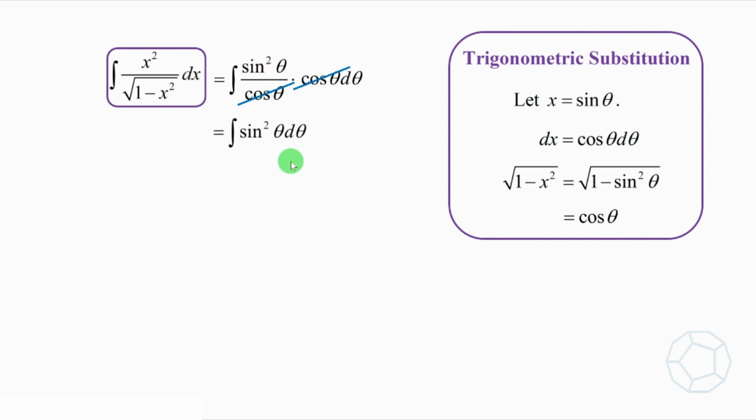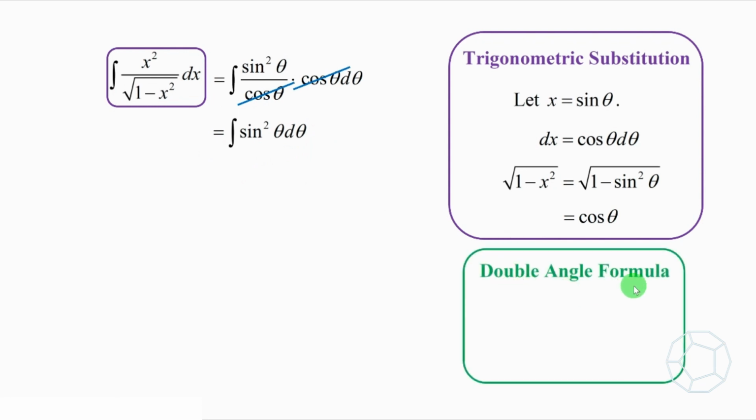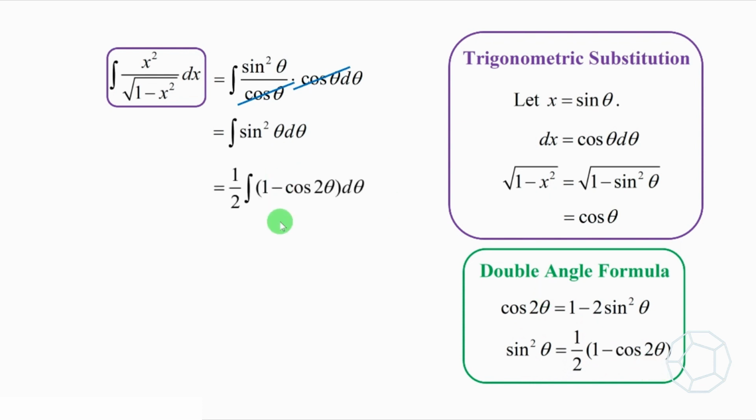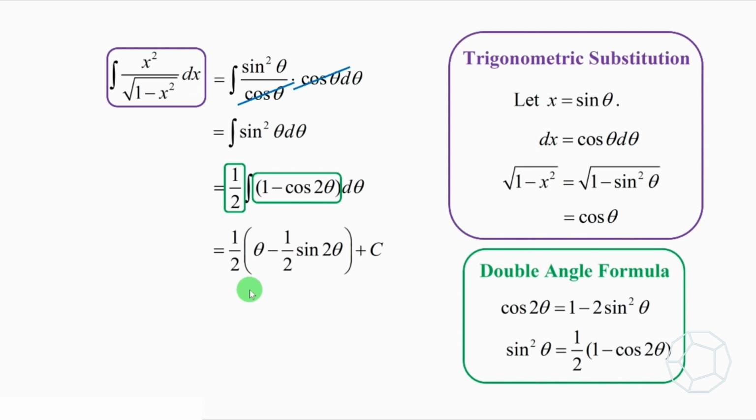To evaluate this, we need to use the double angle formula. Because cosine 2 theta is equal to 1 minus 2 sine squared theta, rearranging the terms, we get sine squared theta is equal to 1 over 2 times (1 minus cosine 2 theta). Let's put this result into the step like this. Then it is easy to integrate, which is equal to 1 over 2 times (theta minus 1 over 2 sine 2 theta) plus c.